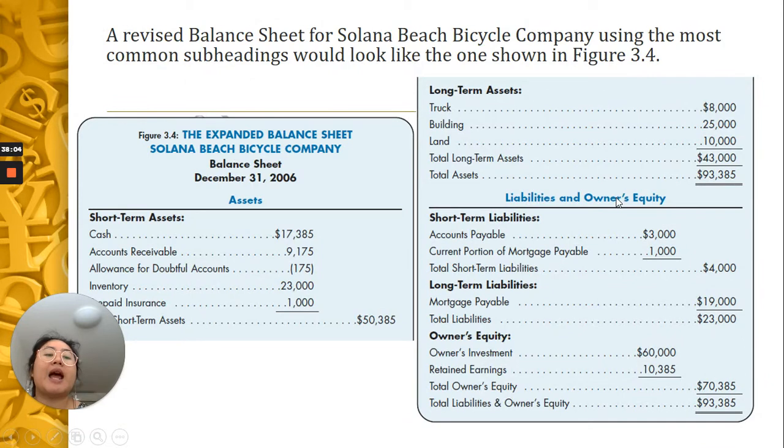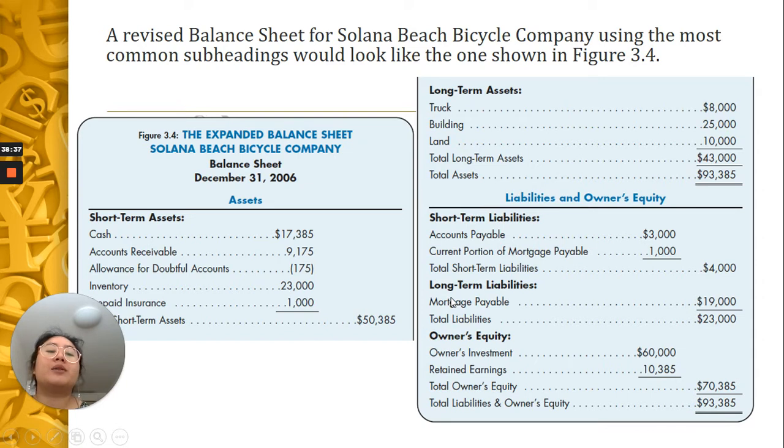The next one is the liability and owner equity. Once again, asset has short-term and long-term, and liability also has short-term and long-term. This one is separated for the reader to understand easily. The short-term liability is the account payable and the current portion of the mortgage payable. So this one is the short-term liability.